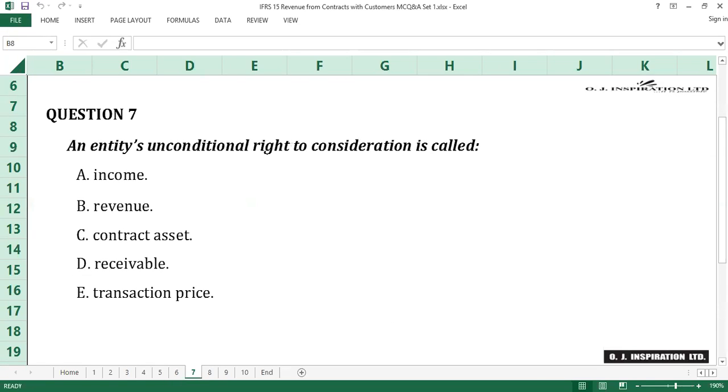Question number 7. An entity's unconditional right to consideration is called A. Income, B. Revenue, C. Contract asset, D. Receivable, E. Transaction price. Time counts.